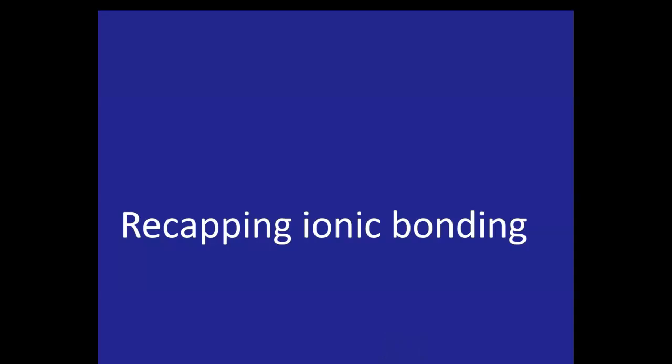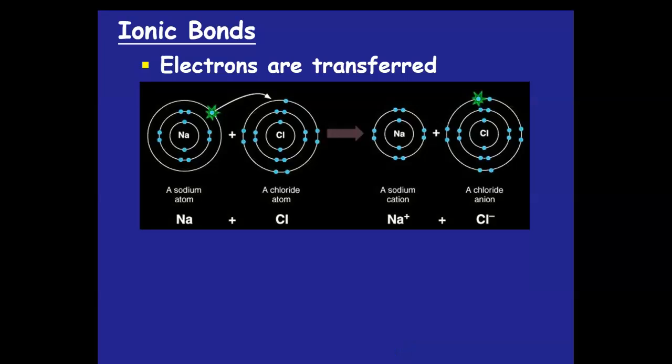Let's go ahead and recap what we know about ionic bonding before we get into a new topic. In ionic bonding, electrons are transferred from one atom to the other. Forming from the metal a cation, in this case the sodium plus ion, and on the other hand the anion, which is in this case a chloride ion. The sodium ion has a plus charge because it's lost one of its electrons, its valence electron. The chloride is negatively charged because it's picked up that or some other electron that has been given away.